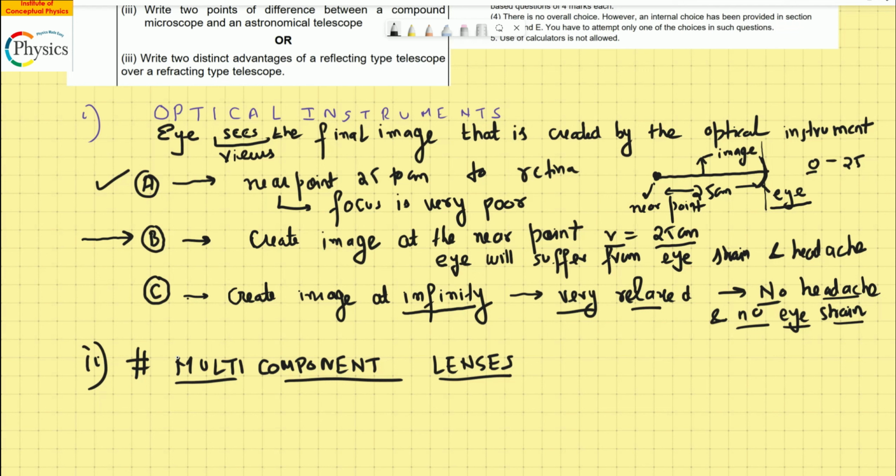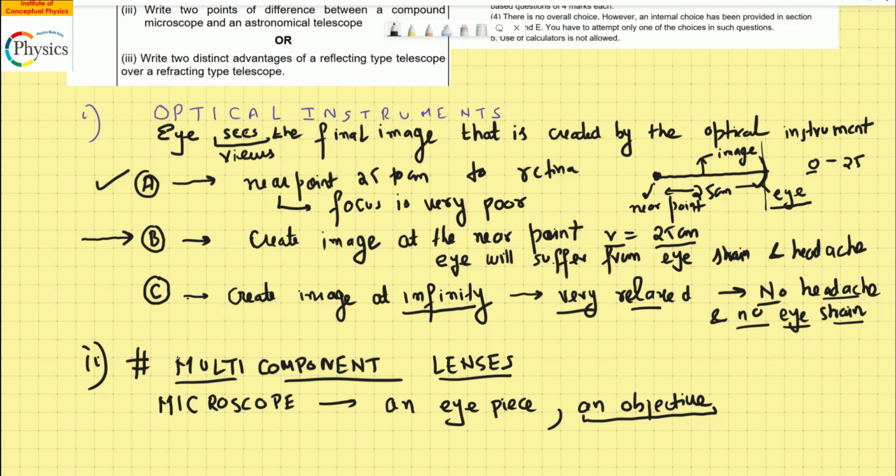Now, the study you have done so far in your class 12th is that a compound microscope has an eyepiece, and then it has an objective, okay? The objective is very close to the slide on which the sample is kept, right? And the eyepiece is where you keep your eyes, right? So you keep your biology slide very close to the objective, and the other end of the tube is the eyepiece. Go and study about the construction of a microscope.